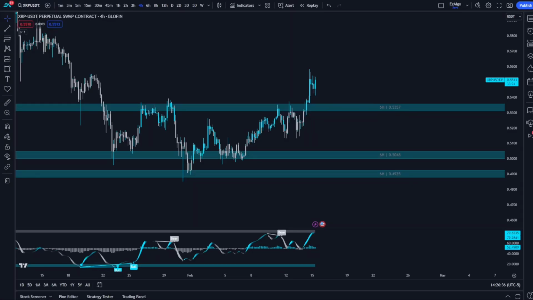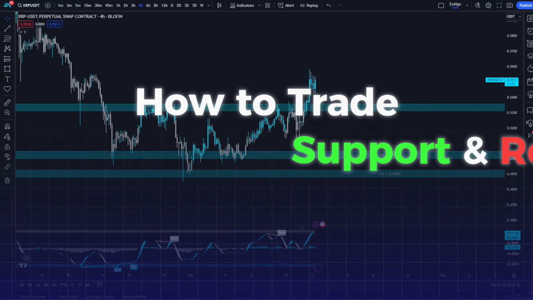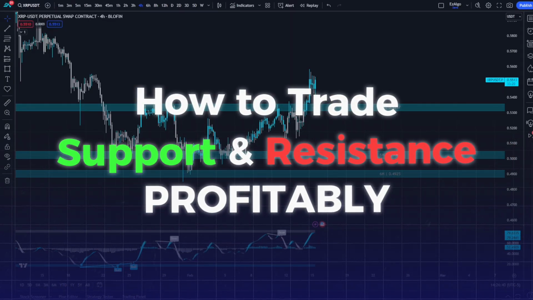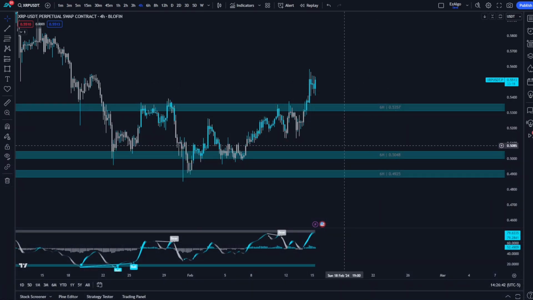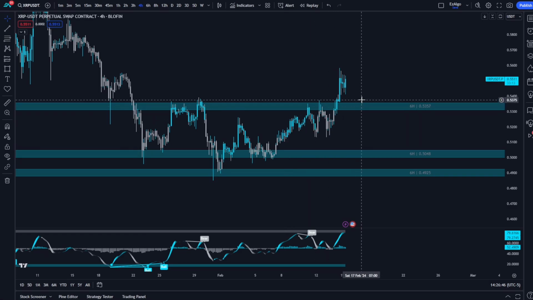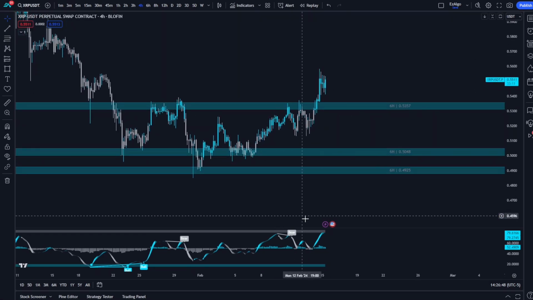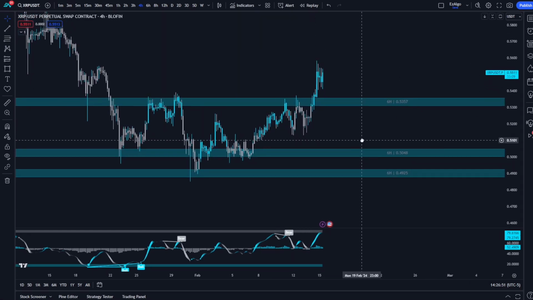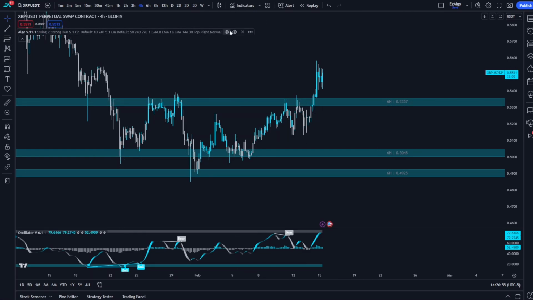All right, in this video, I'm going to go over how to trade support and resistance profitably. Now, you'll notice on my chart here, I don't have anything, no indicators except for the Easy Algo support and resistance zones, as well as the Easy Oscillator. So I'm using the 6-hour support and resistance zones on the Easy Algo V11 trading indicator.